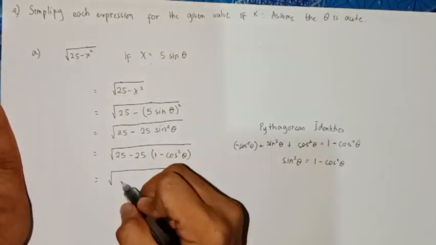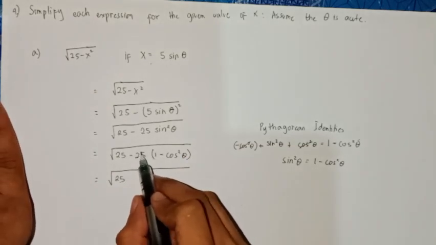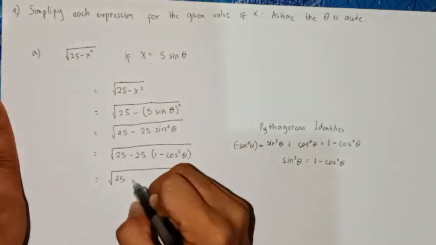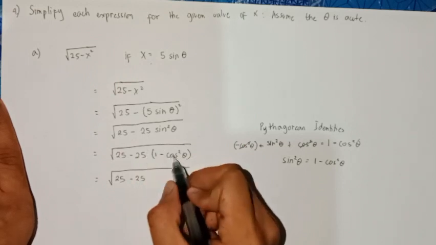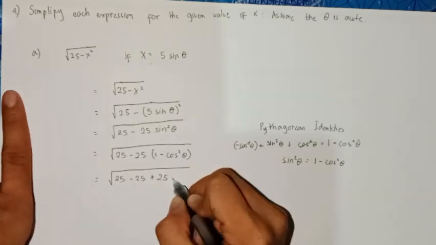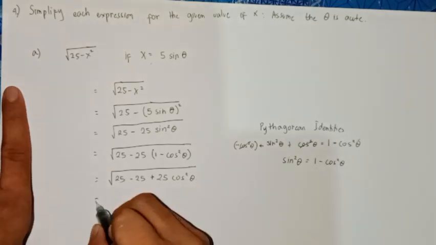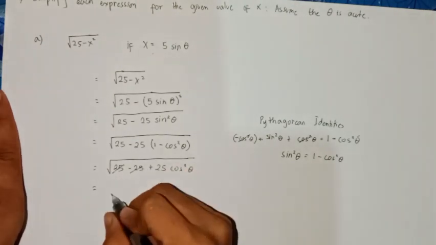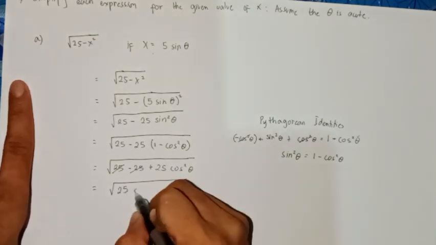Square root of 25. As you can see, negative 25 can be distributed to the parentheses, so we will use the distributive property. Negative 25 times 1 is equal to negative 25. Negative 25 times negative cos squared theta gives positive 25 cos squared theta. We need 25 minus 25 to cancel, so the remaining is the square root of 25 cos squared theta.